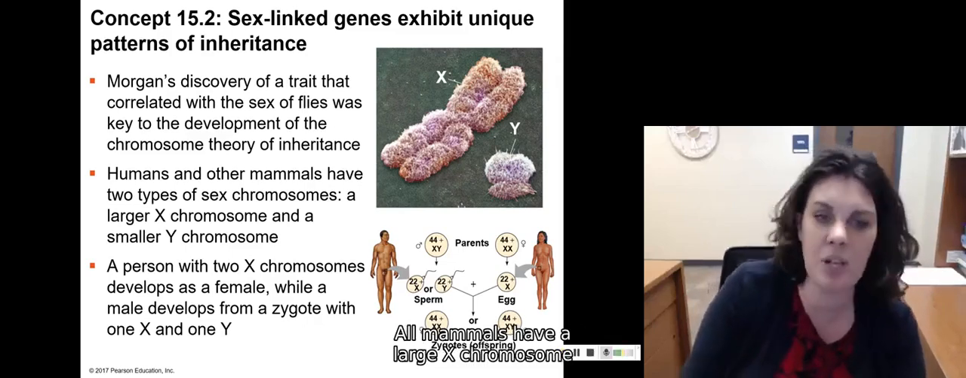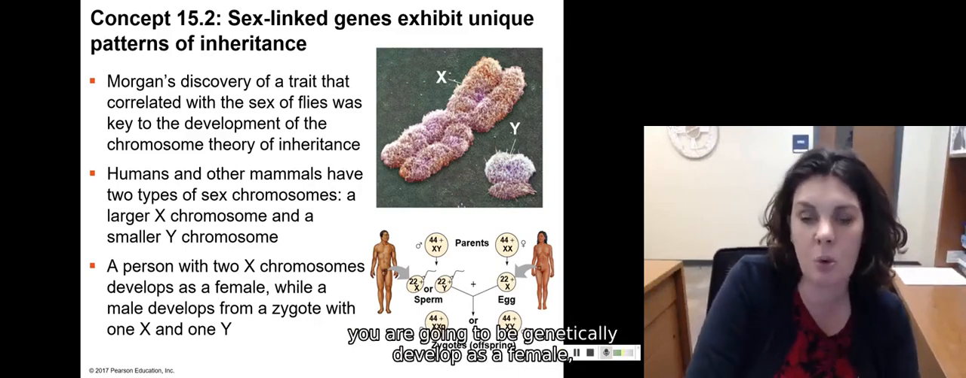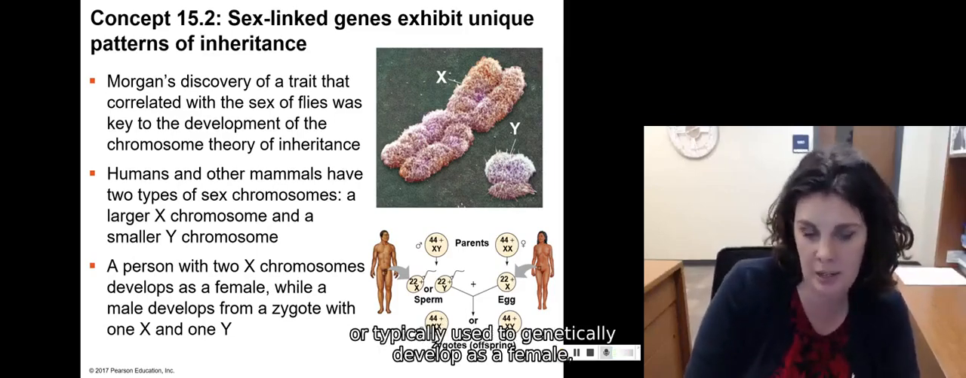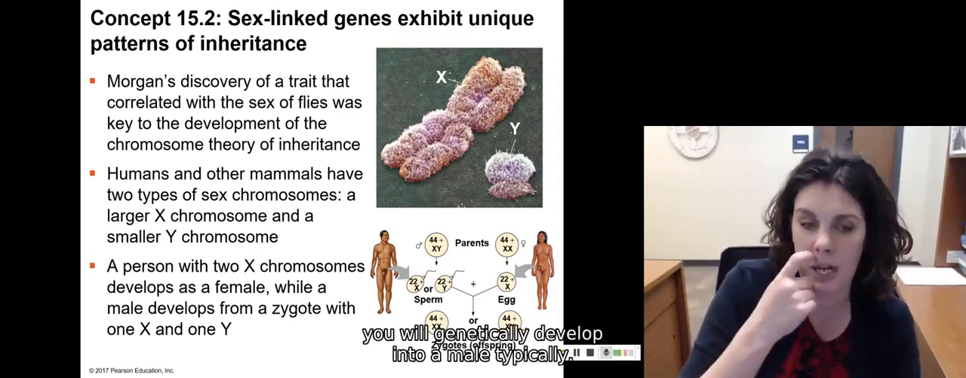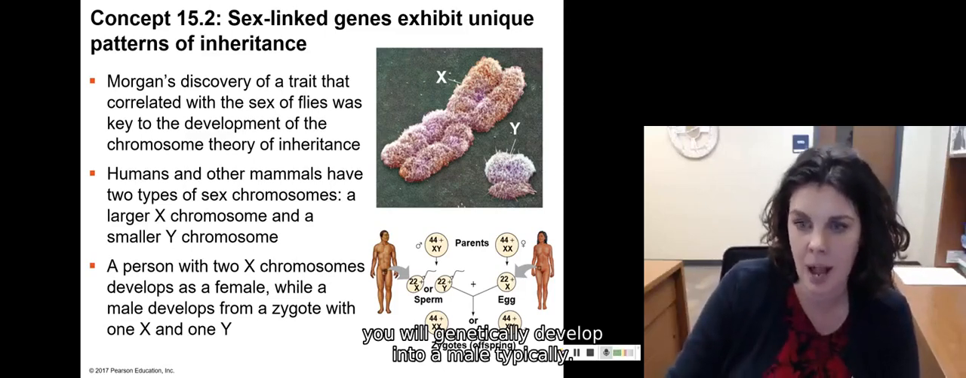All mammals have a large X chromosome and a small Y chromosome. And if you end up with 2 X chromosomes, typically you should genetically develop as a female. If you have an X chromosome and a Y chromosome, you will genetically develop into a male, typically.